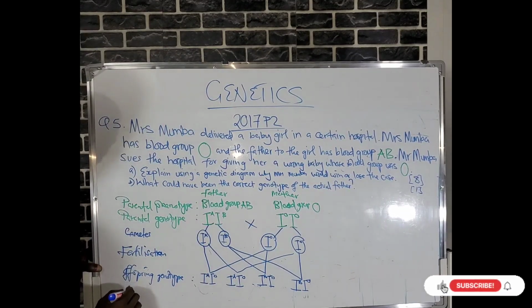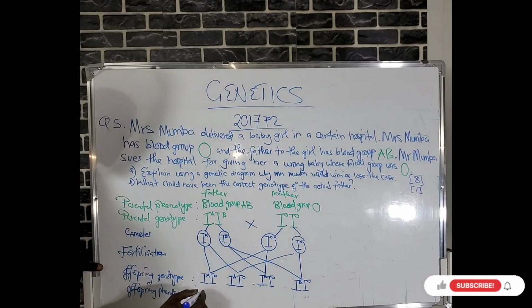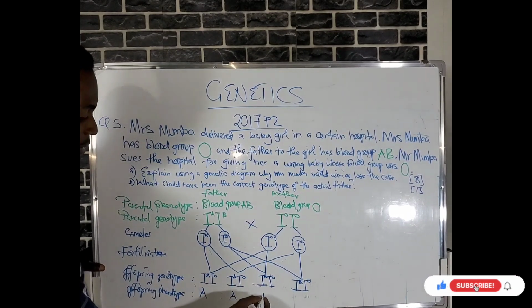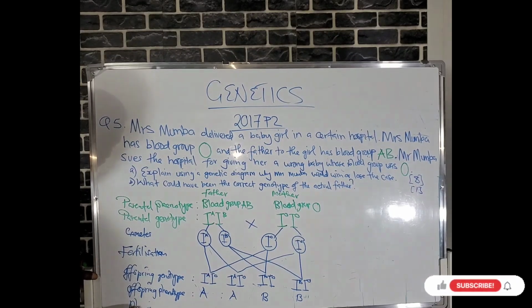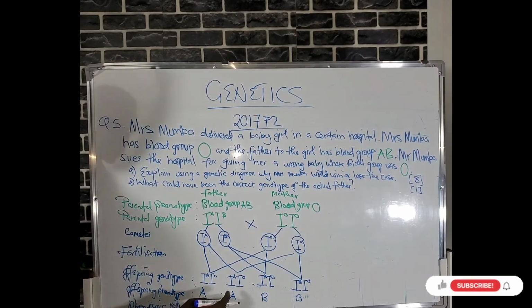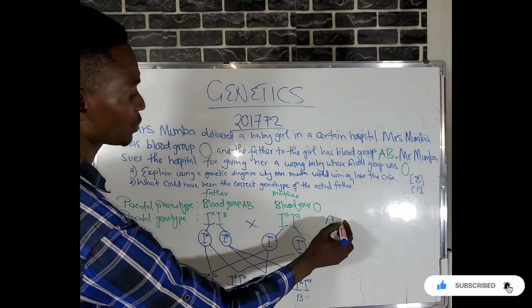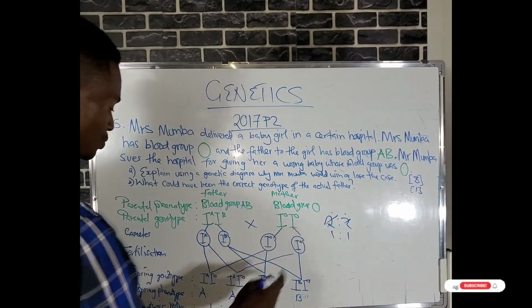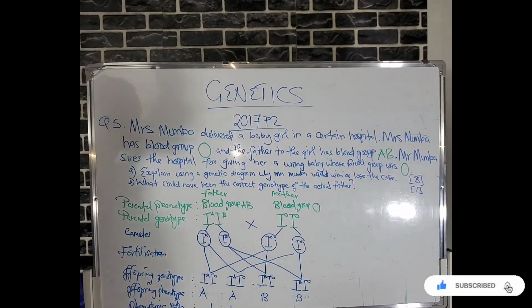So now let's look at the offspring phenotype of the children. We want to know if Mrs. Mumba would win or lose the case. So this is blood group A, this is blood group A, this is blood group B, and this is blood group B. When it comes to the phenotypic ratio, since you have two blood group A and two blood group B, the ratio is 2:2. Then you cancel 2 there and 2 there, so it is 1:1. That is the phenotypic ratio. Therefore, would Mrs. Mumba win or lose the case according to this?